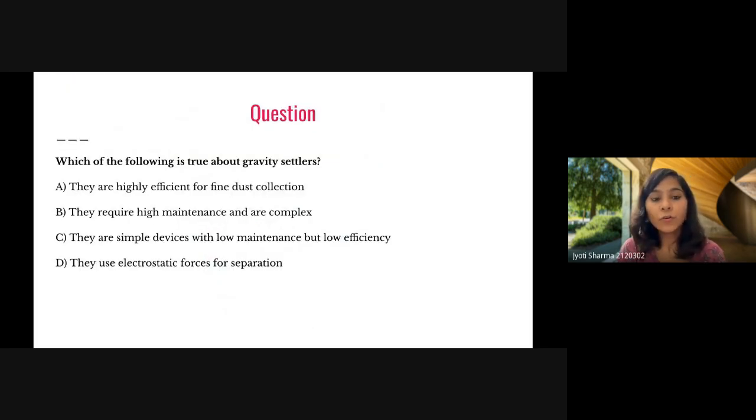Which of the following is true about gravity settler? We have four options here. They are highly efficient for fine dust collection. They require high maintenance and are complex. They are simple devices with low maintenance but low efficiency. They use electrostatic force for separation. We have already talked about this. I don't think there should be any problem solving that question.